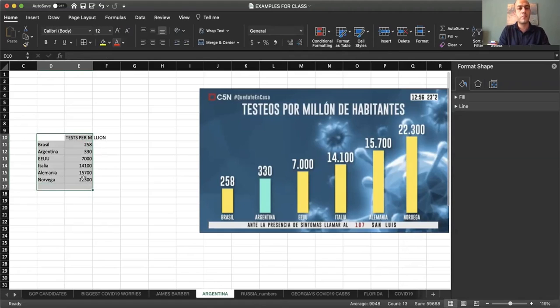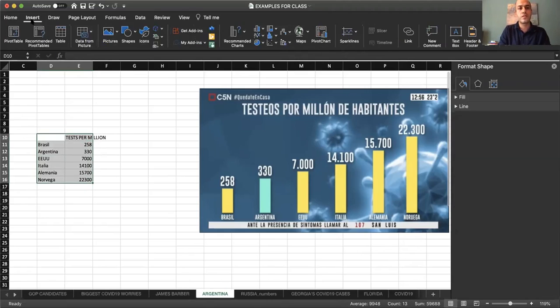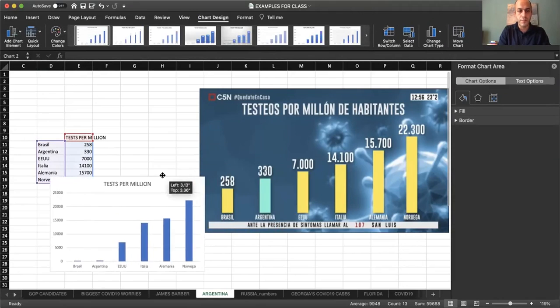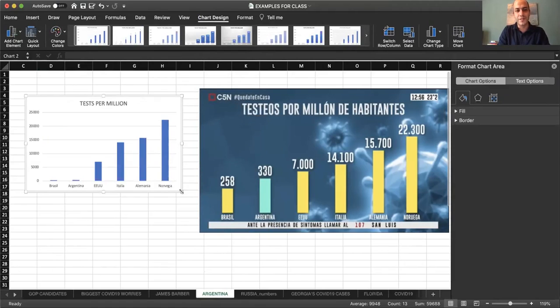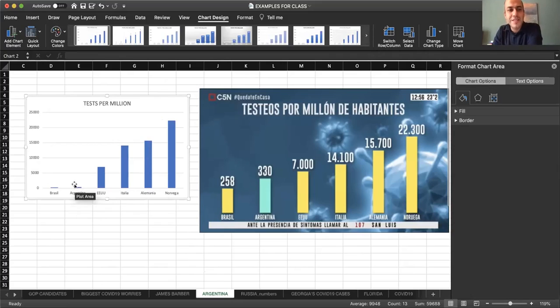And then let's create the bar chart again. Insert, bar, not line, bar chart. Here we go. So this is the real figure. So Argentina should be using this figure. You're here, okay? Not here.